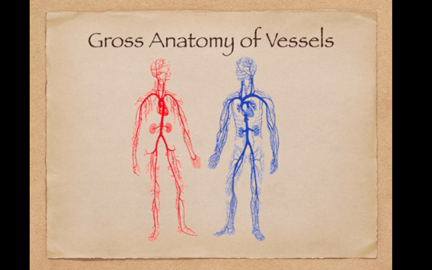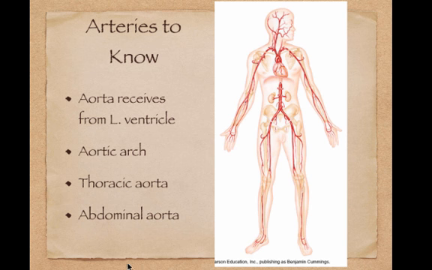Next, we're going to look at the gross anatomy of vessels. So in other words, the sort of map of blood vessels throughout the body. So the main artery that we need to talk about is the aorta. The aorta is the first artery that is leaving from the heart. So it's receiving a majority of blood that's being pumped out of the left ventricle.